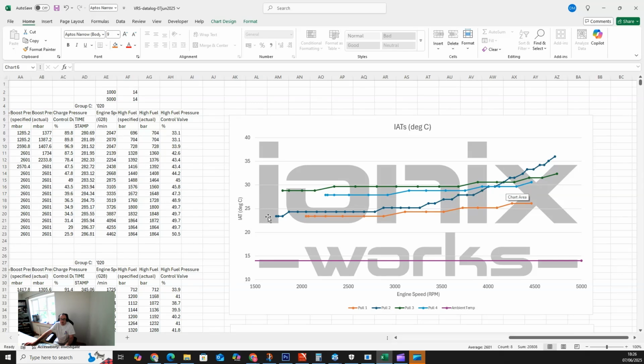So pull 2, our peak value was 36. Again, as I say, we're looking to maintain air density, keep as much oxygen in the charge air as possible. So when we're talking about these kind of numbers, really, really good. I wouldn't be looking to make any modifications here in terms of changing intercooler setup or anything like that.